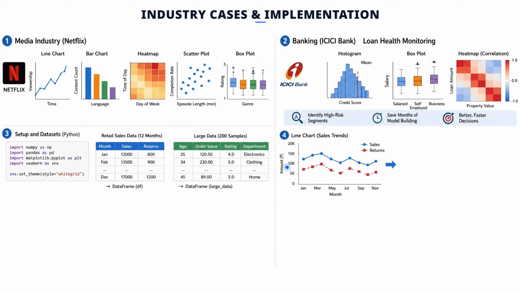The first plot is a line chart designed to show sales trends. We plot sales with a solid line and returns with a dashed line, adding a legend so the viewer can clearly distinguish between the two.